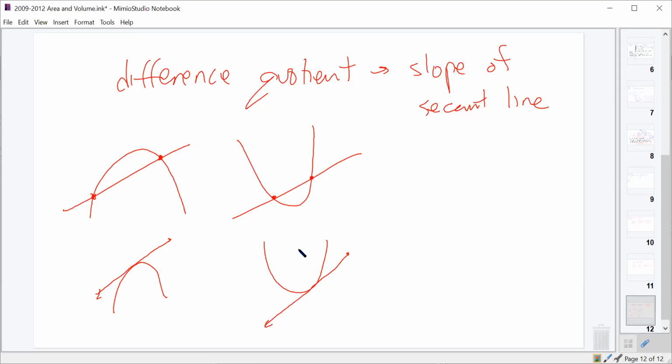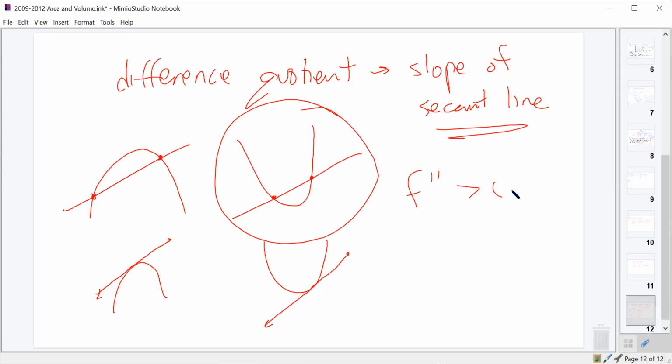So we are interested in when a secant line overestimates. Our secant line is an overestimate when our function is concave up. And a function is concave up if f double prime is greater than 0. And so that would be choice B. Does that make sense to everybody? And this is an important thing to remember about functions and their concavity and their secant lines and their tangent lines.